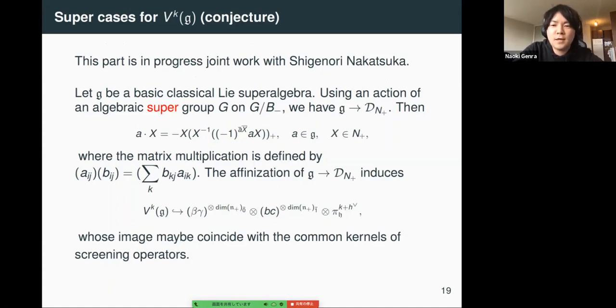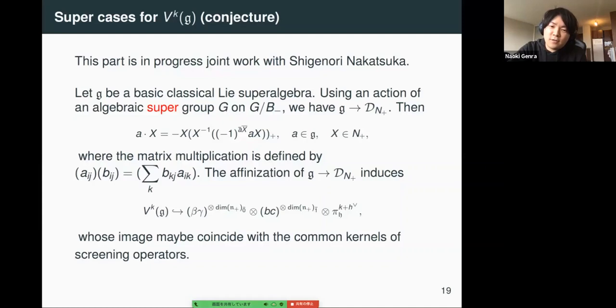And now we consider the supergroup action on the super flag variety. Using super geometry, we get the Lie superalgebra homomorphism from G to the differential ring of n plus. I should say differential super ring, because this includes odd derivations. But now we can find a formula similar to Frenkel's one. A dot x can be computed in this way, but we need to include some parity here. And this matrix multiplication is defined by this formula.